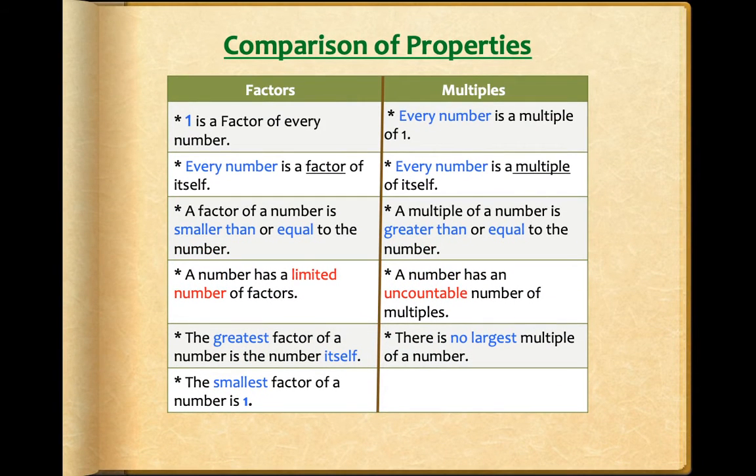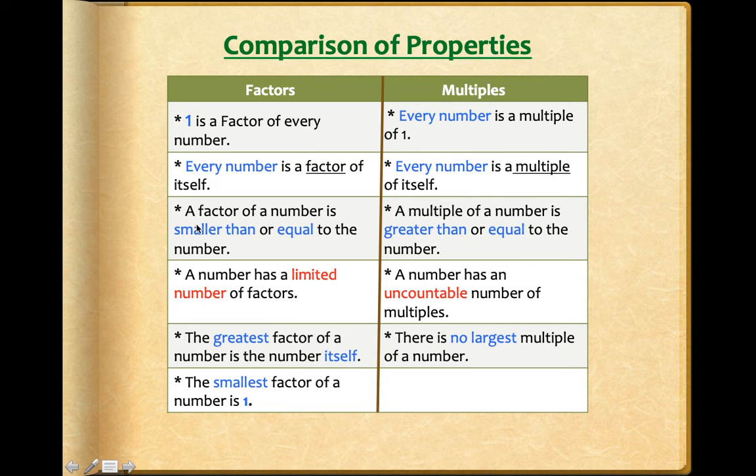Now we are going to compare the properties of both factors and multiples. The properties of factors are: 1 is a factor of every number. But in multiples, every number is a multiple of 1. In factors, every number is a factor of itself. But in multiples, every number is a multiple of itself.